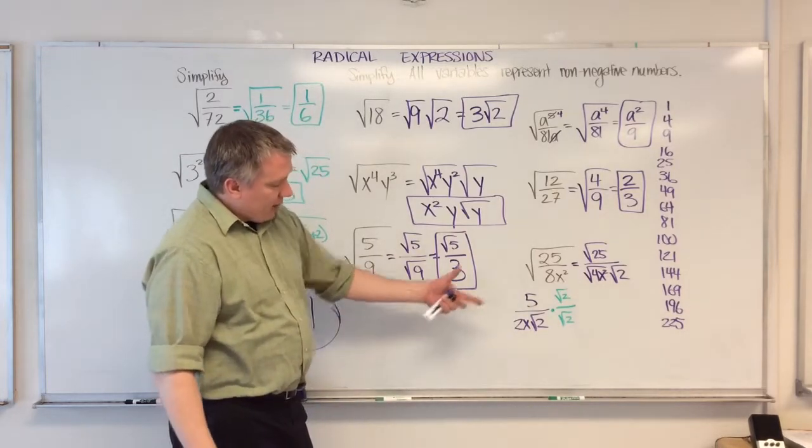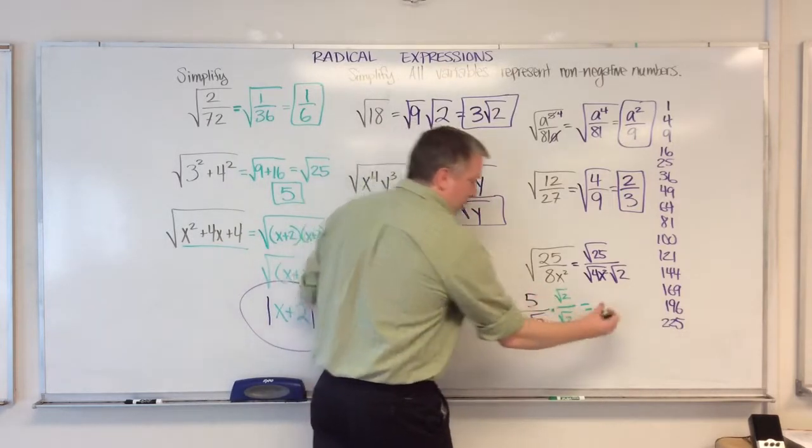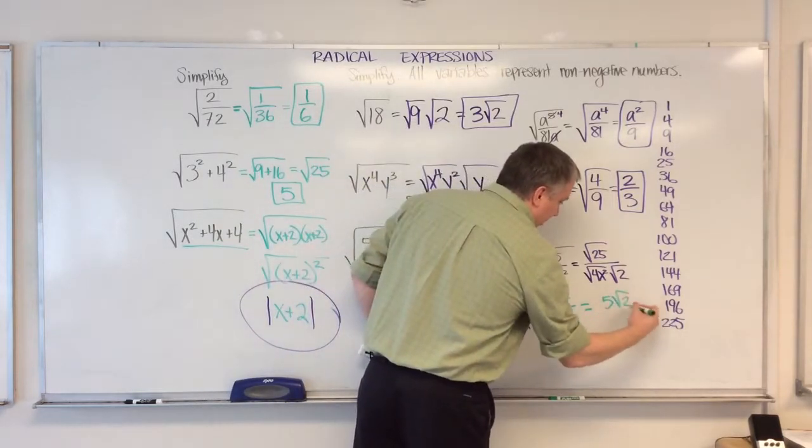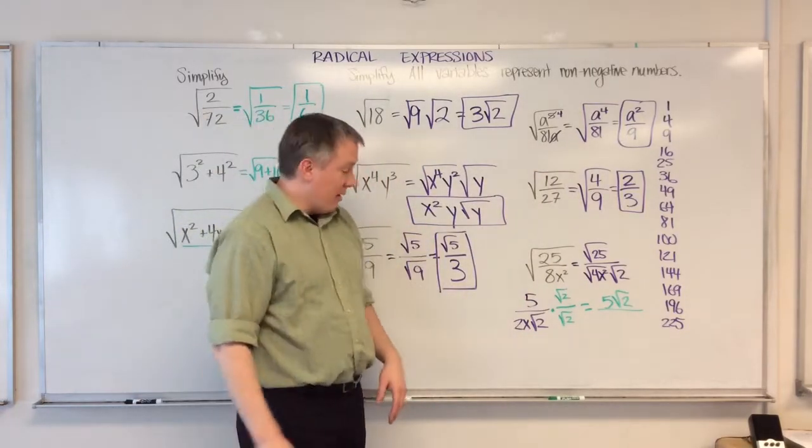Okay, now let's see how this works out. So on the top, it's pretty simple. 5 times the square root of 2 is 5 root 2. That's it. Don't overcomplicate it. Just 5 times the square root of 2, and that's it.